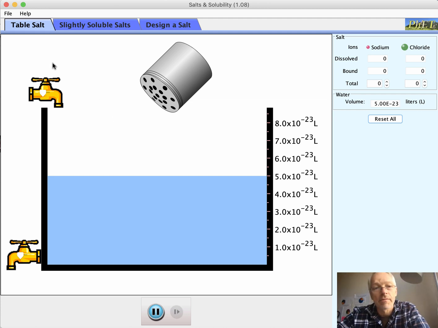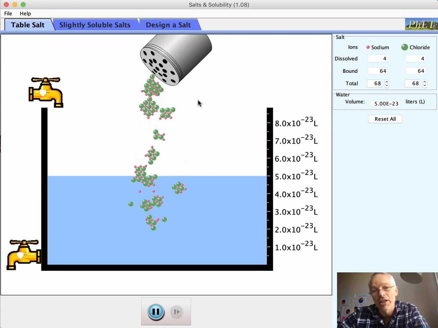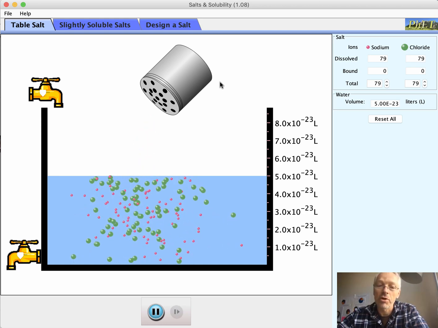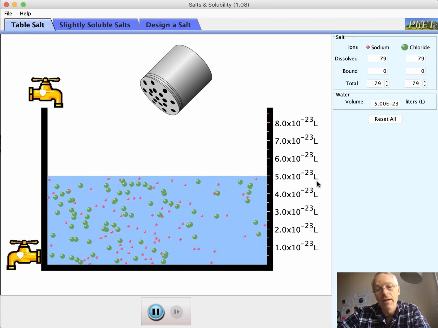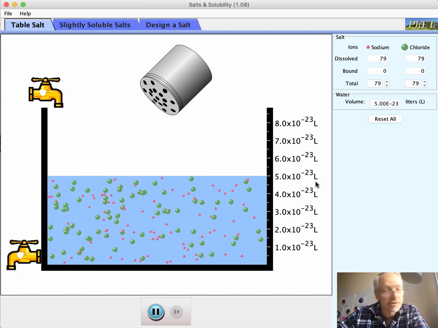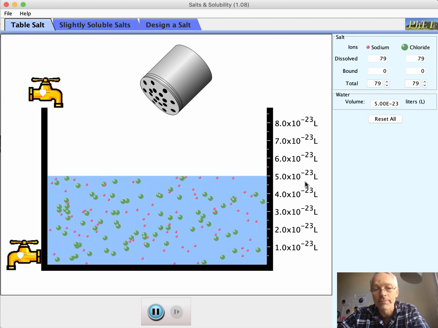a better sense. So if you open the program, we're on a tab by default that's table salt, that is NaCl, sodium chloride. And you've got this salt shaker that you can shake, and it drops crystals of sodium chloride, table salt, into this very tiny volume of water. The volume, 5 times 10 to the negative 23 liters. This is just an incredibly minute volume of water.